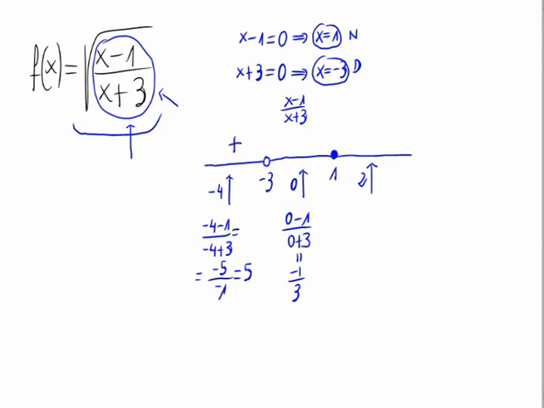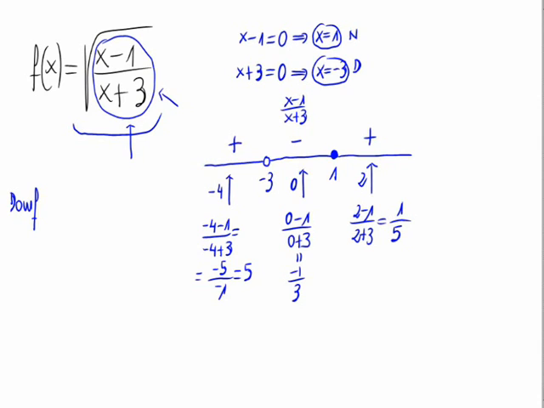Let's go with the 0. 0 minus 1 divided by 0 plus 3 is minus 1/3. That is a negative sign. And now the last interval. 2 minus 1 divided by 2 plus 3. That is 1/5. Positive sign.